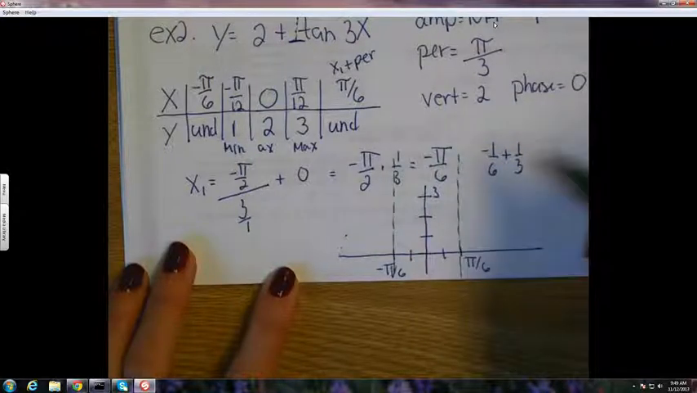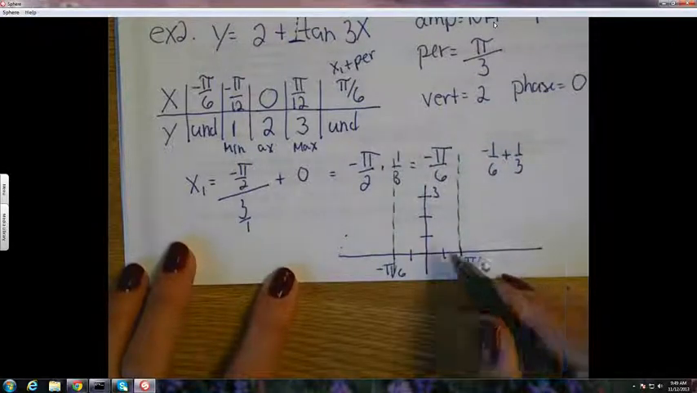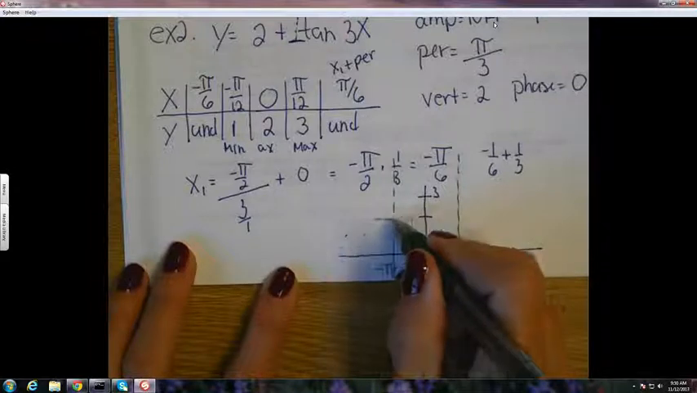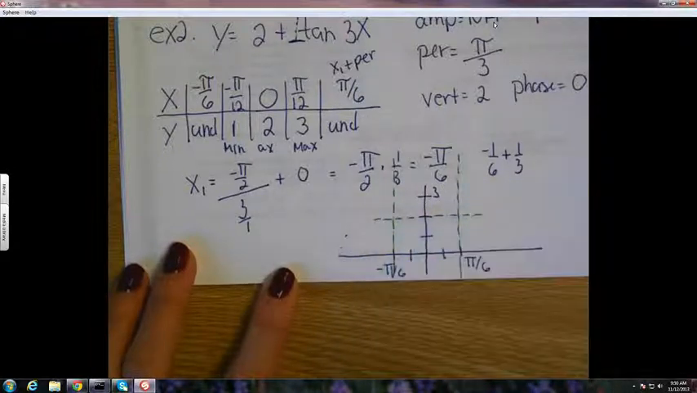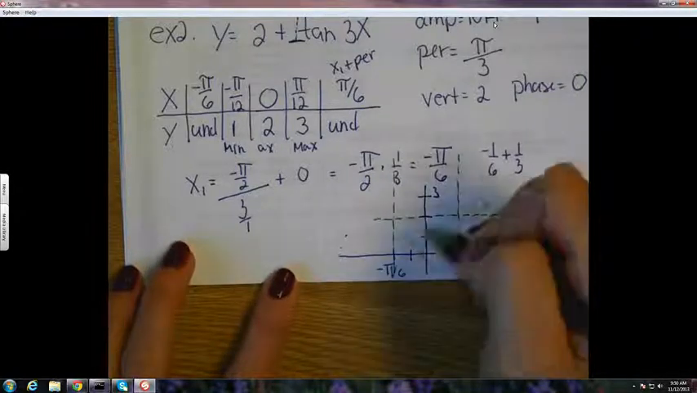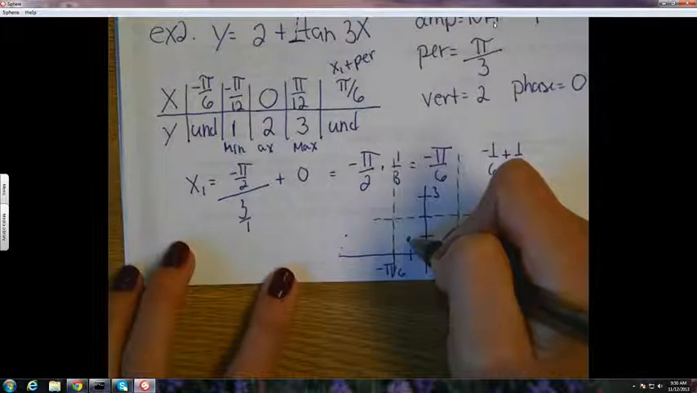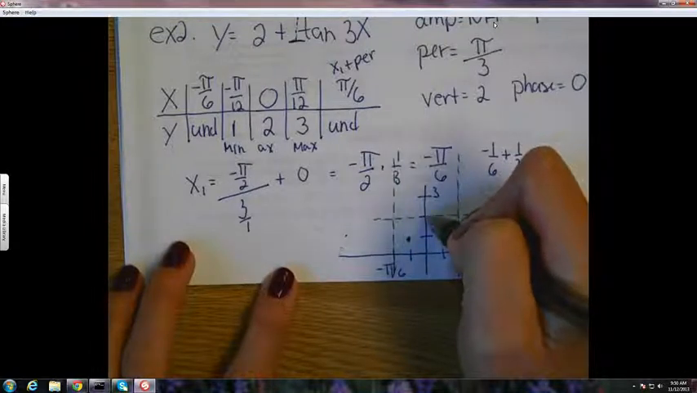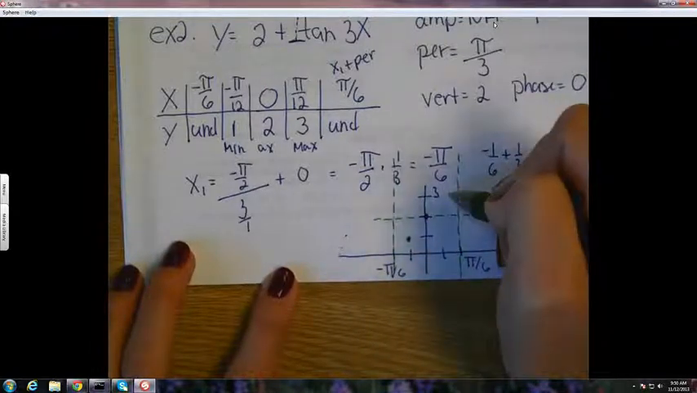If you want to dot in the axis like we've been doing, you can. The axis is at 2. Doesn't have to be there. And now we're ready to put in the 3 other points. It was at a min of 1, an axis of 2, and then a max of 3.